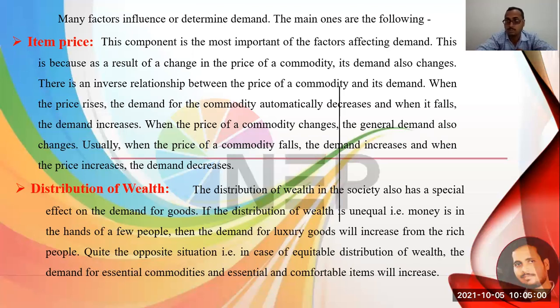If the distribution of wealth is unequal, that is, money is in the hands of a few people, then the demand for luxurious commodities from the rich people will increase. And in the quite opposite situation, that is, in case of equitable distribution of wealth, the demand for essential and comfortable items will increase.